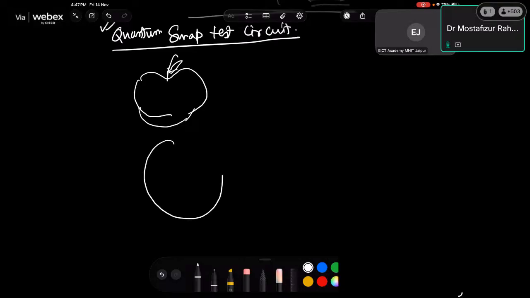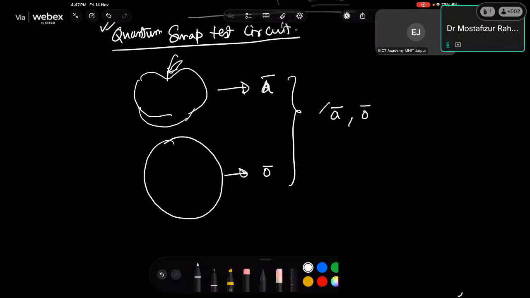And you have an orange, right? And this apple, somehow you created a vector A, and for orange you have created an O vector, right? And you want to calculate the similarity between orange and apple, right? This thing.